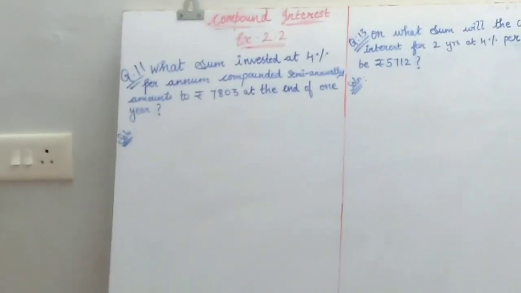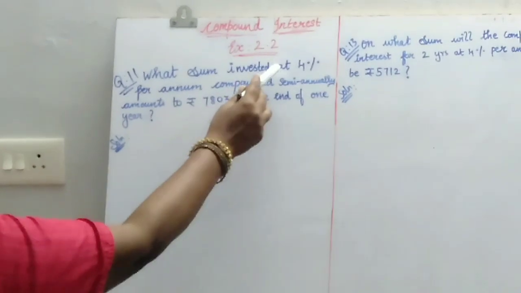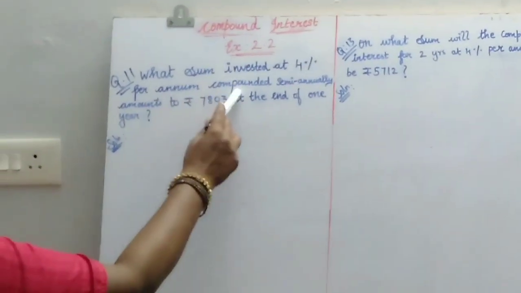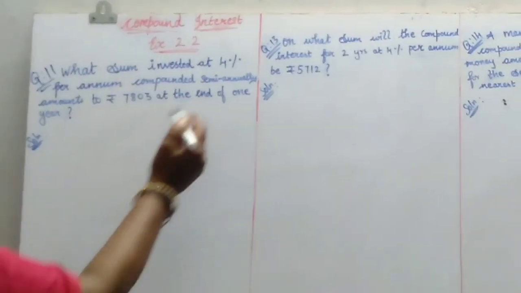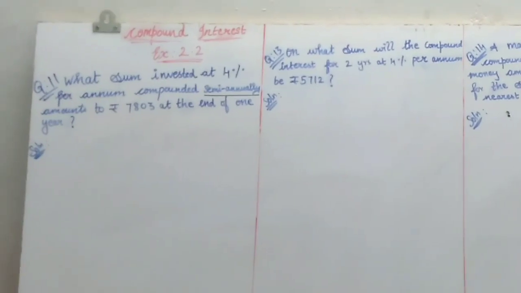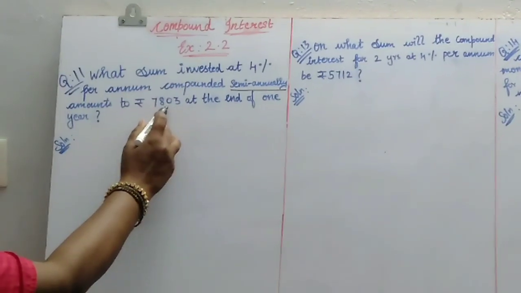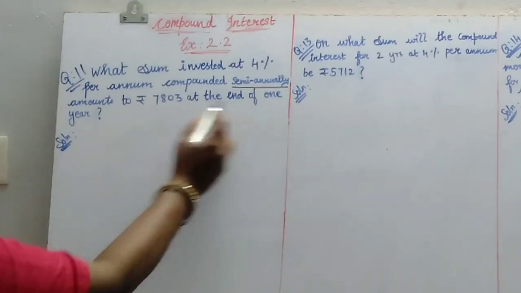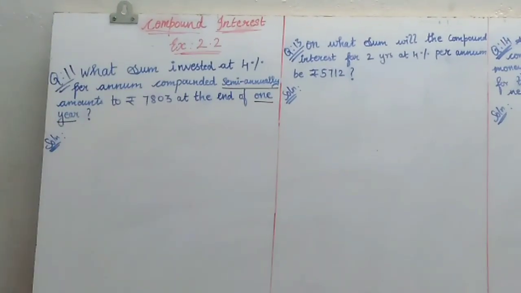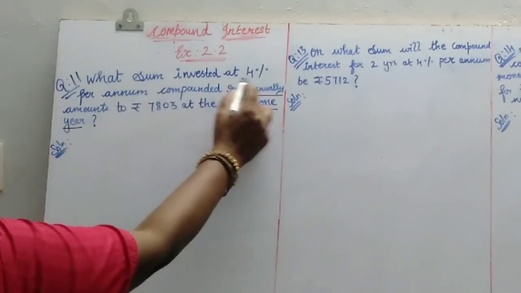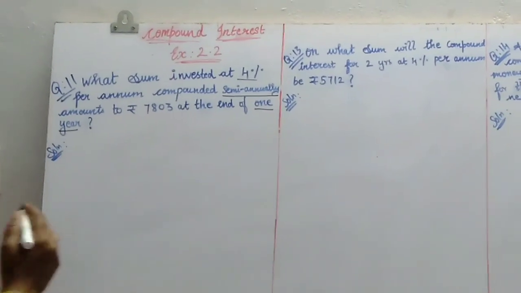Question number 11. What sum invested at 4% per annum compounded semi-annually amounts to rupees 7,803 at the end of 1 year? So the time period here is given as 1 year and the rate of interest is 4%. Okay, we'll go to the solution.